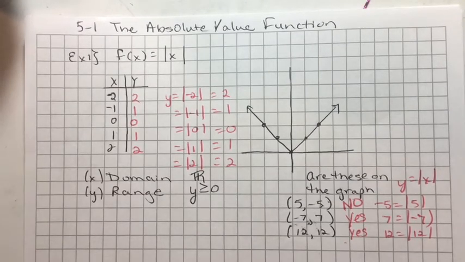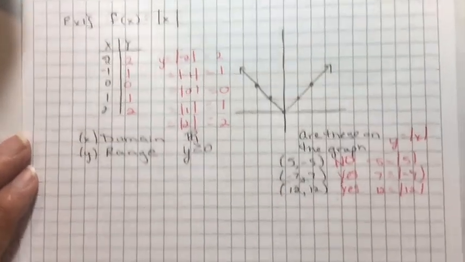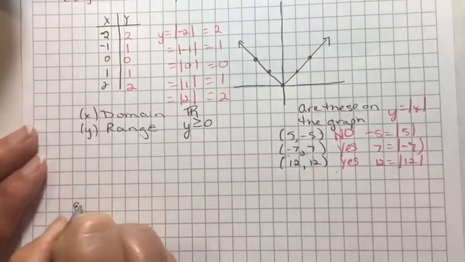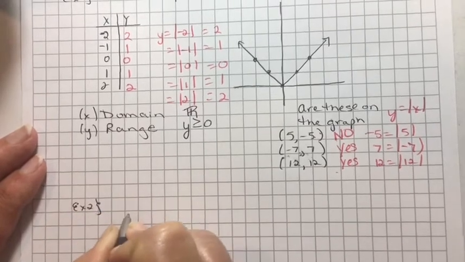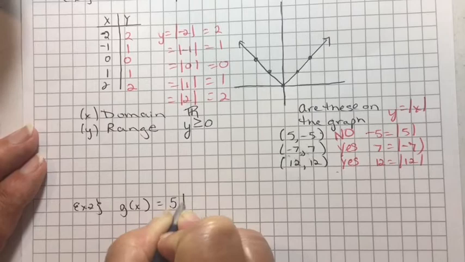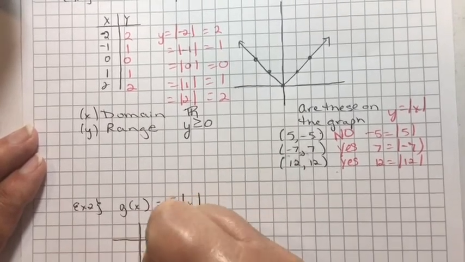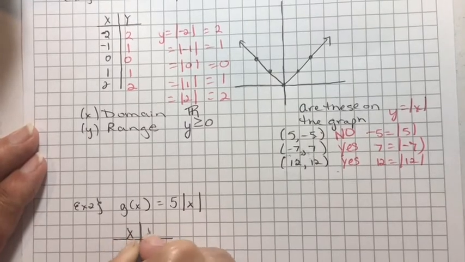All right, so on the next example, we're going to take this parent function and manipulate it slightly. For example 2, let's graph g of x equals 5 times the absolute value of x. I think we'll make a table and use the same points.